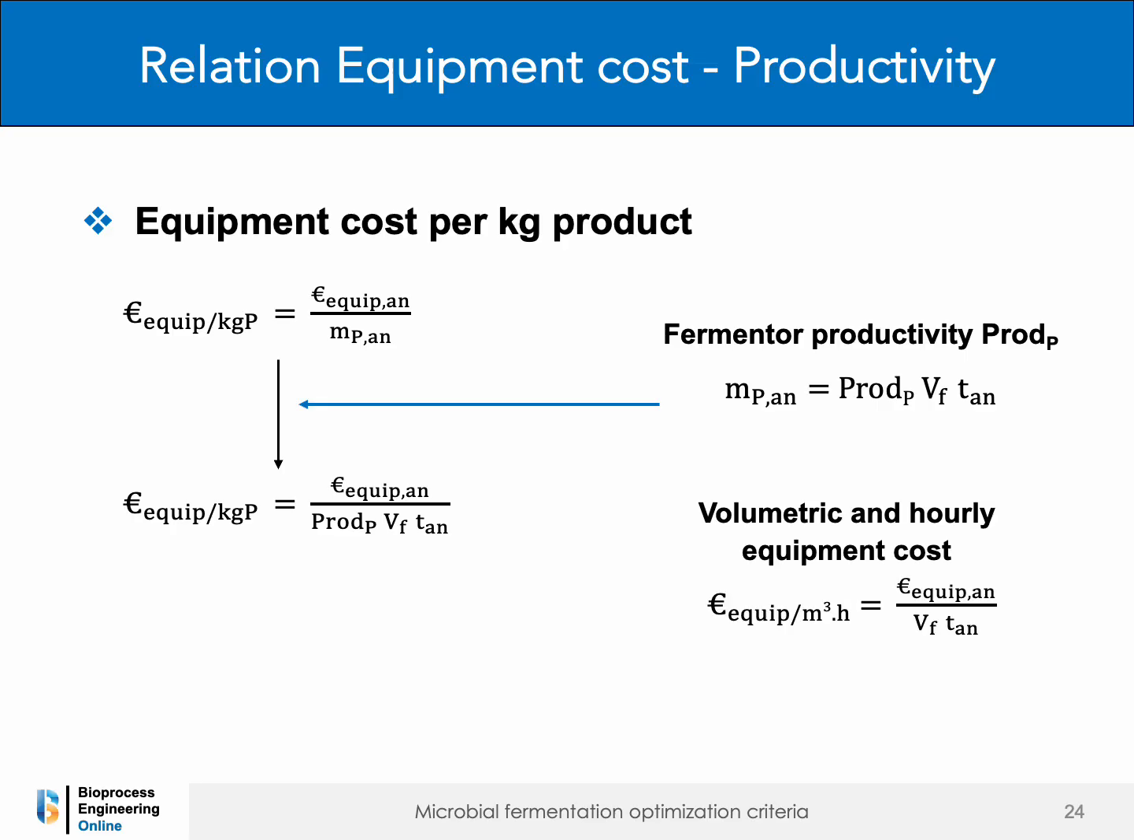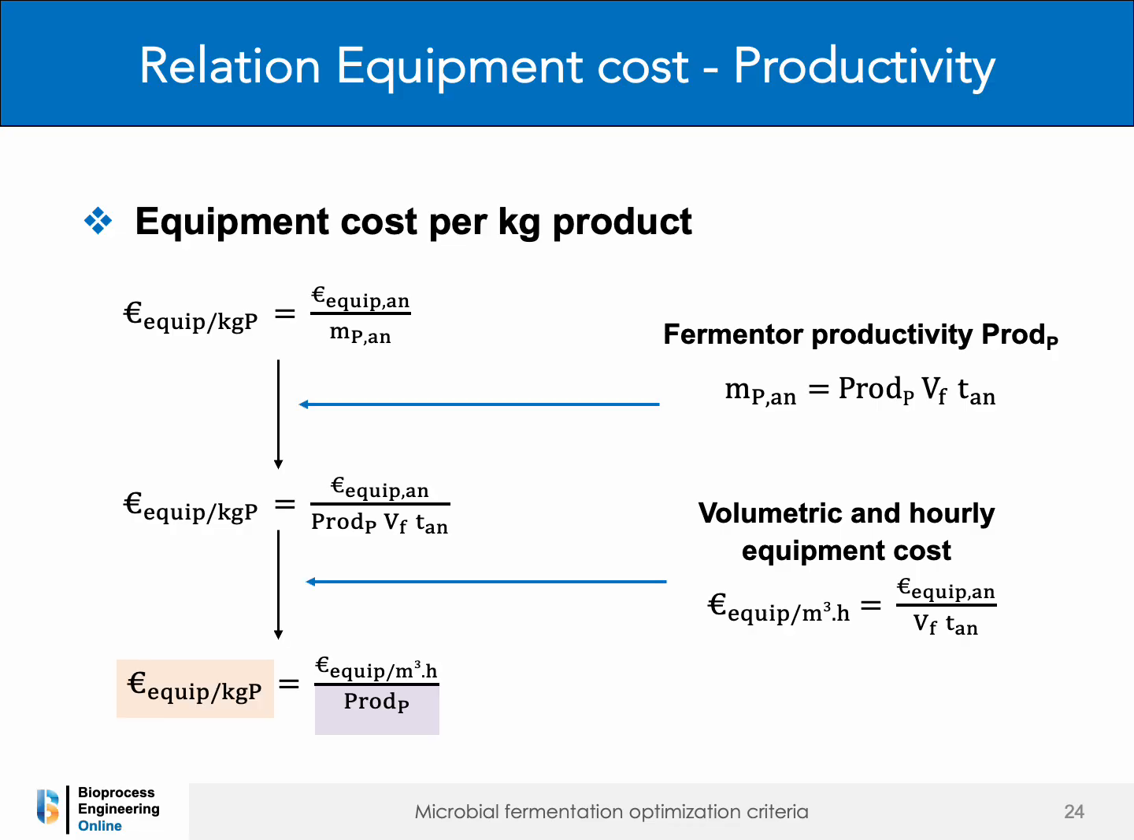It is useful to define the cost of the fermenter utilization per cubic meter of fermenter and per hour, noted euros equip per cubic meter an hour. This value is obtained by dividing the annual equipment cost, euros equip N, by the fermenter volume VF, and by the annual time of operation TN.